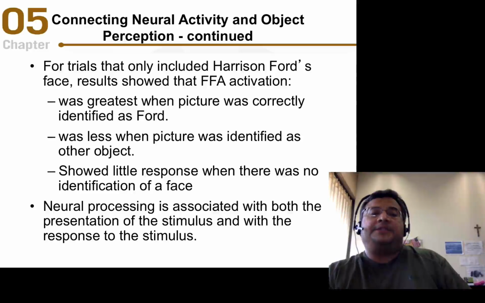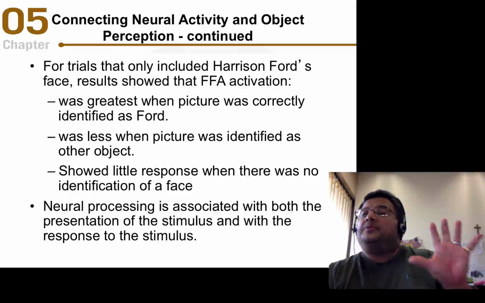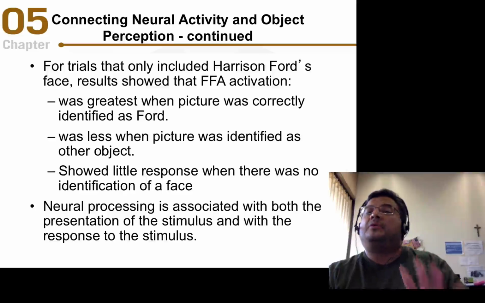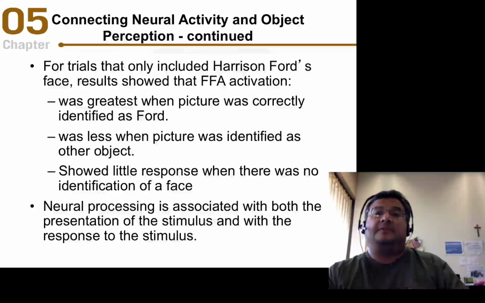And this demonstrates to us that the neural processing is related not only to when the stimulus is presented, so when it gets presented, the FFA lights up, but also to the response, because the correct response to Harrison Ford was correlated with highest activity. So remember that highest activity happened when the face was presented, and then it went away. And while it was gone, the subjects were asked, "What did you see?" And whatever happened in that moment, in that 50 milliseconds during the highest activity, influenced the perception, what was seen. Which is pretty interesting.